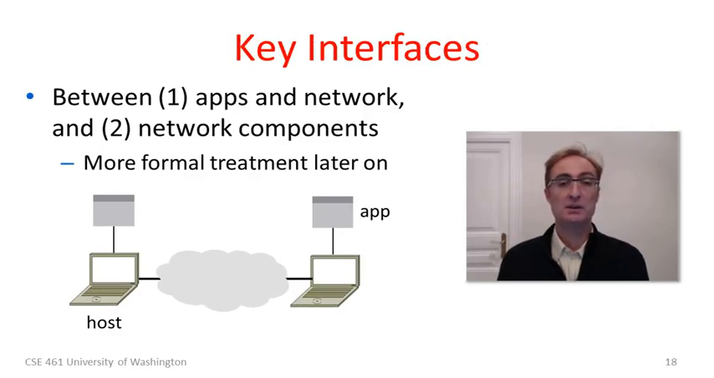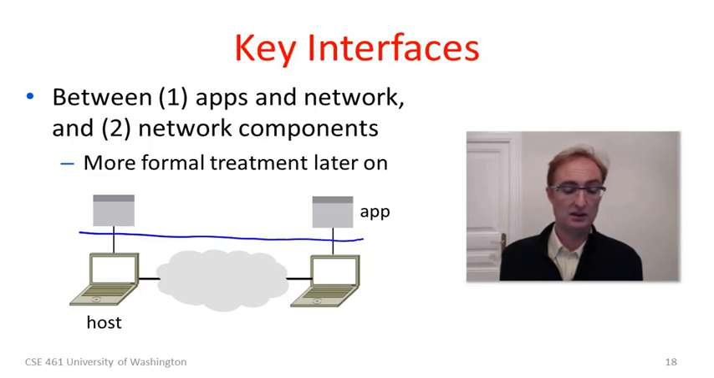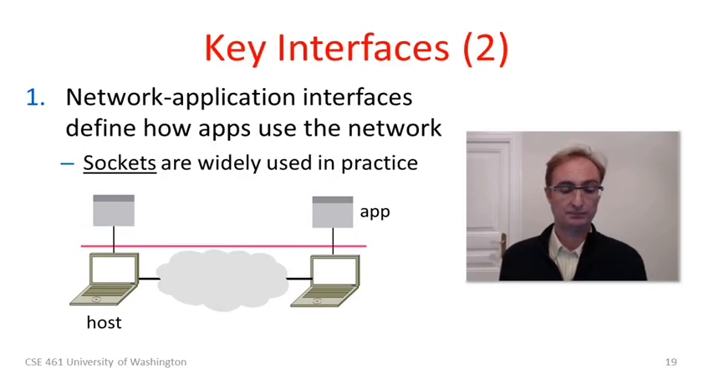Okay, finally, to wrap up this segment, I'd like to talk about 2 key interfaces that exist on this diagram of our network. Again, hosts on the left and right, just a generic network in the middle, and applications using it. The 2 key interfaces are, one, between the applications and the network, so that's this horizontal line. And two, between the various different network components talking to one another. That is this vertical line. We'll provide a more formal treatment of these interfaces later on, but for now let me tell you just a little bit about them very briefly.